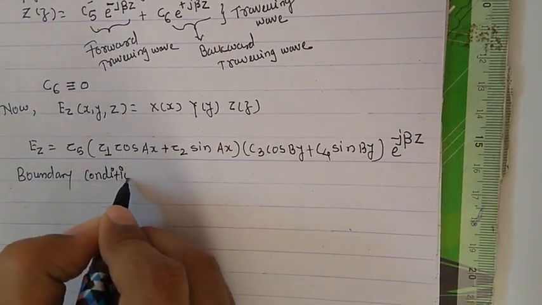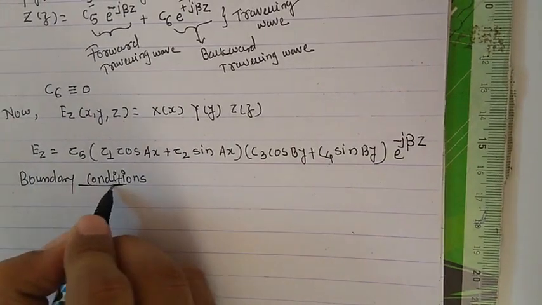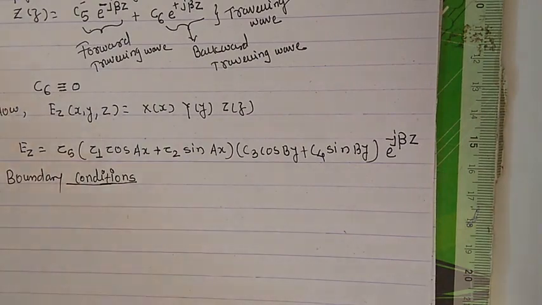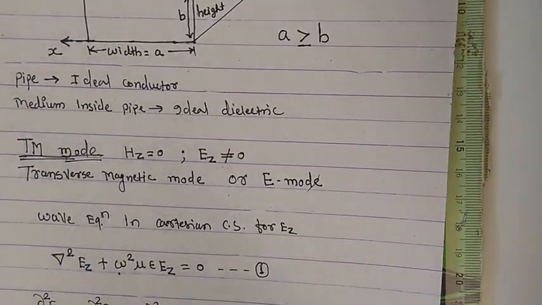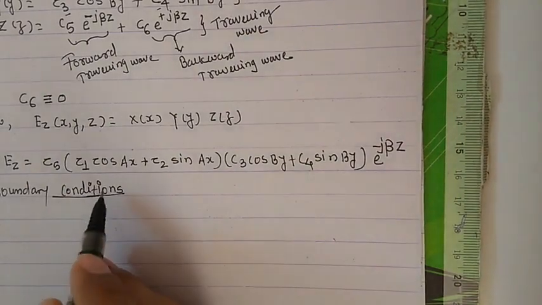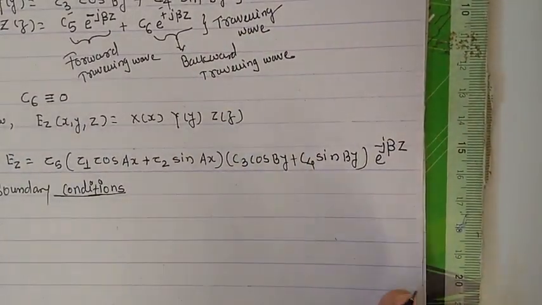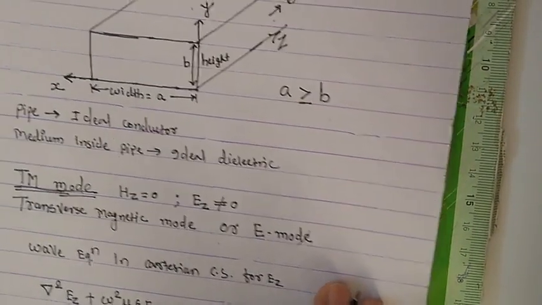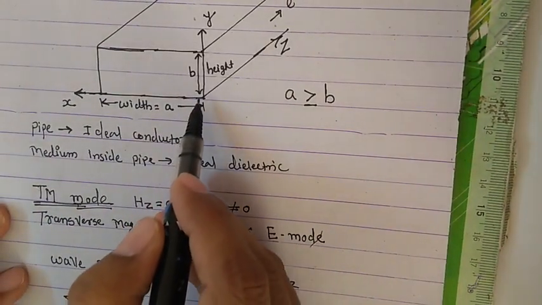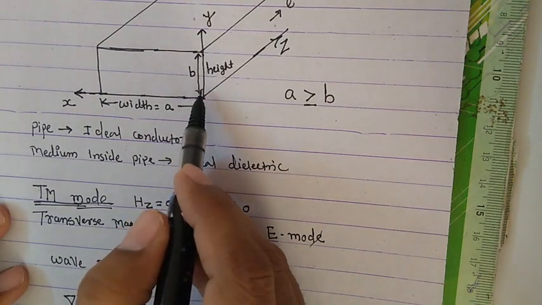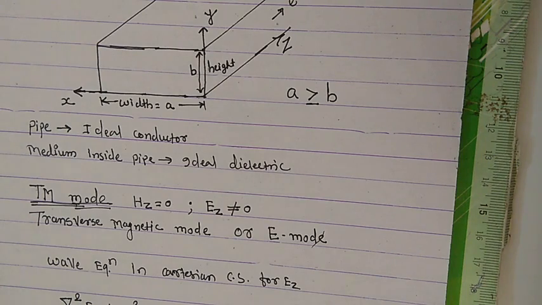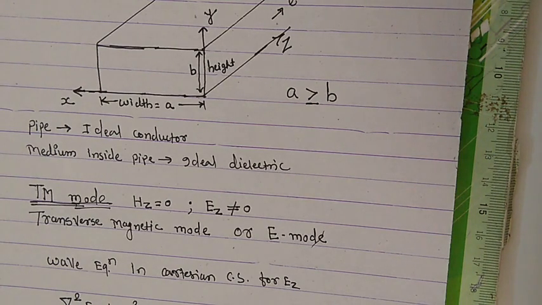You remember that we have a boundary condition for the tangential component of the electric field, and by applying the boundary conditions we'll get the arbitrary constants and we have an exact solution for Ez. So how do we apply boundary conditions? The boundaries are actually at the conductor dielectric interface, and for the conductor dielectric interface we have a boundary condition for the tangential component of the electric field.